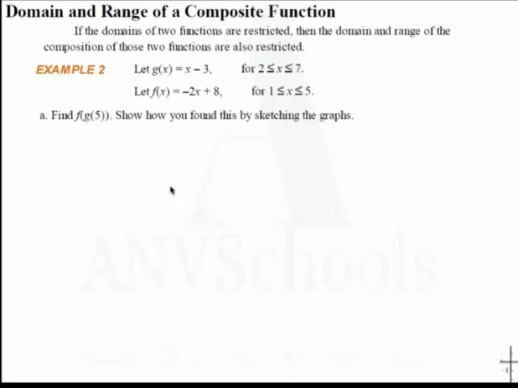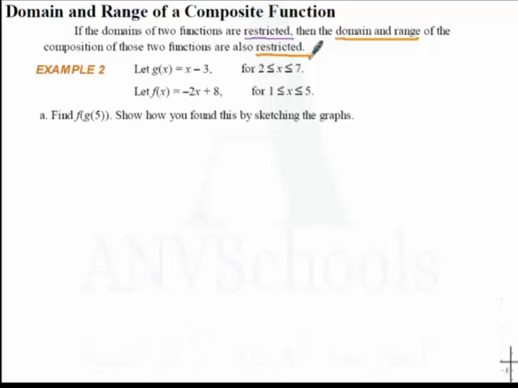In this example, we're going to discuss the domain and range of a composite function. There's a very specific property about the domains and ranges of composite functions. It reads: if the domains of two functions are restricted, take note of that particular word restricted, meaning that it has some limits, then the domain and range of the composition of two functions are also restricted. So take note of this property very carefully.